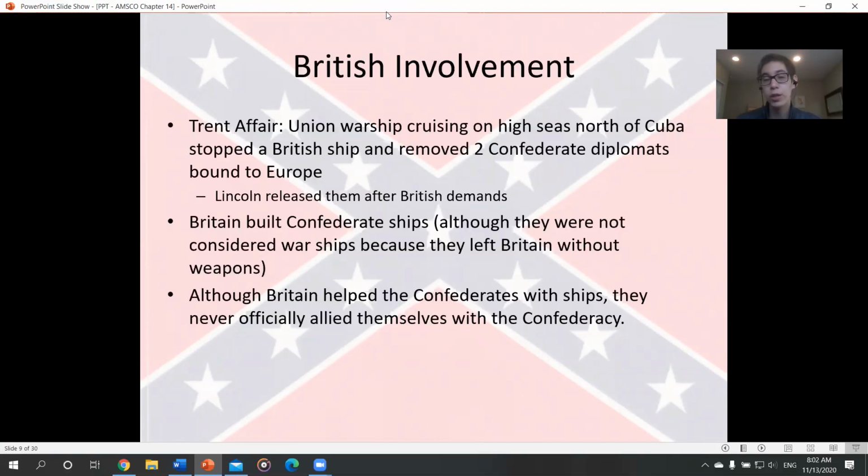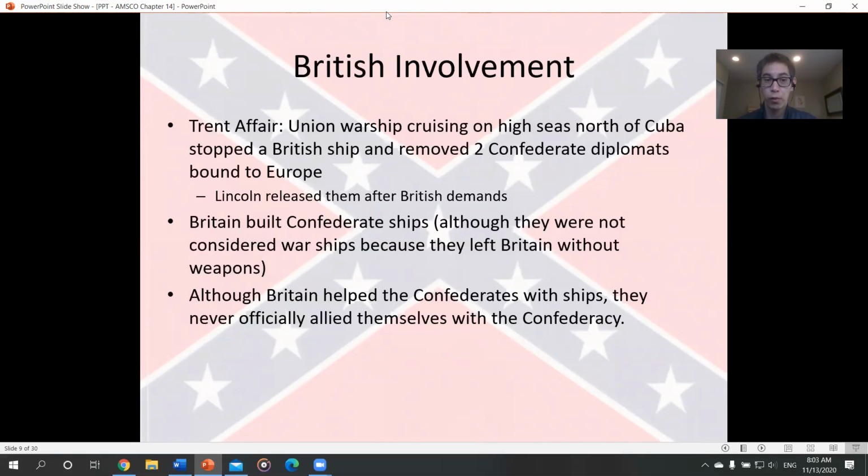So the Union stops this British ship and arrests these two Confederate diplomats who were bound for Europe. That led to a whole diplomatic crisis with England, where England was angry that we had stopped a British ship. So eventually Lincoln released those two diplomats. But it shows an early conflict between the North and England.